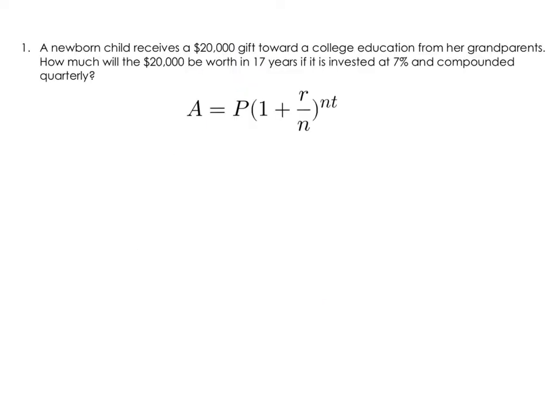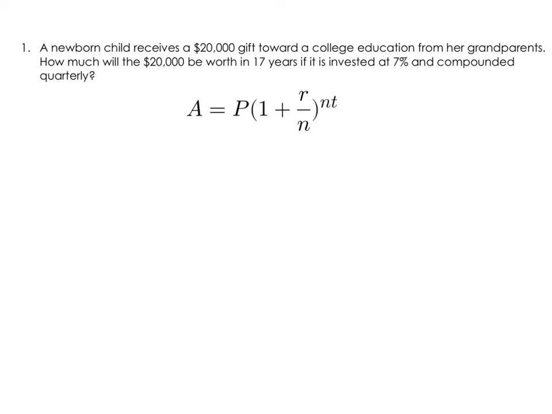So if we look at number 1 in your worksheet, we have a newborn child receiving a $20,000 gift towards a college education from her grandparents. How much will the $20,000 be worth in 17 years if it's invested at 7% and compounded quarterly? I included the formula there for us, and we're given everything we need in the problem. We just need to make sure we take all the correct numbers and plug them into the right spots.